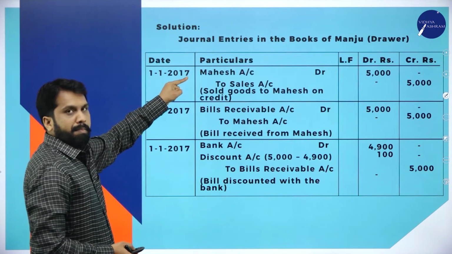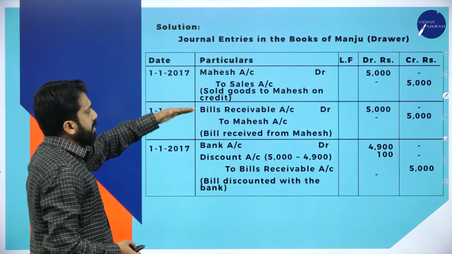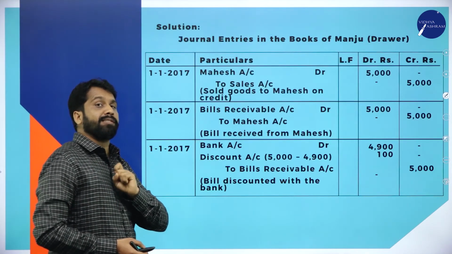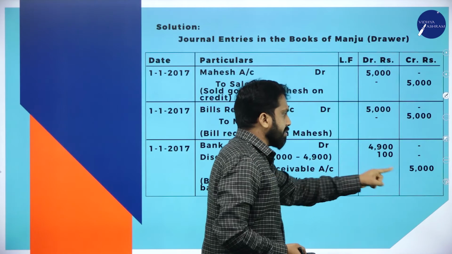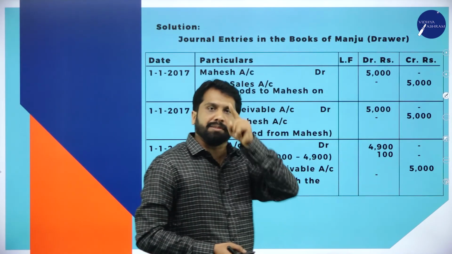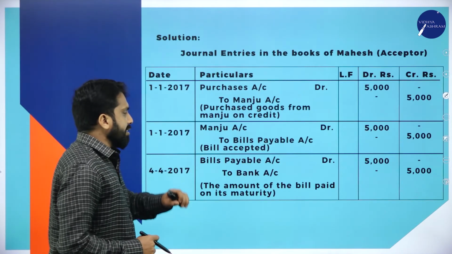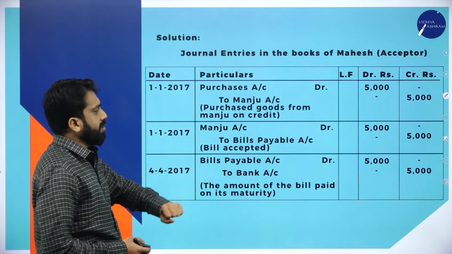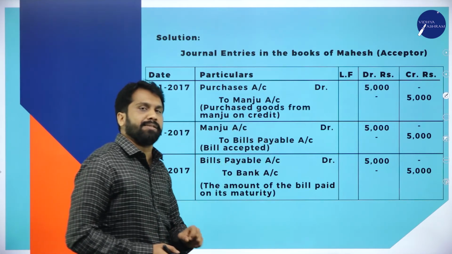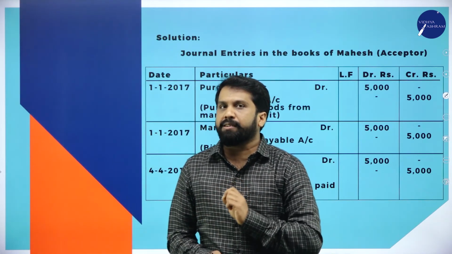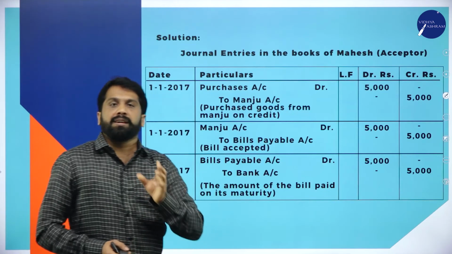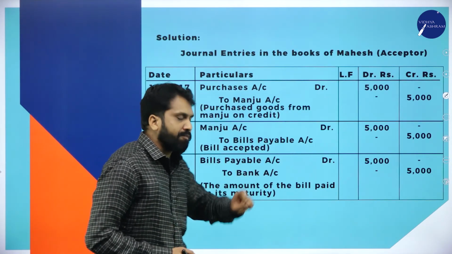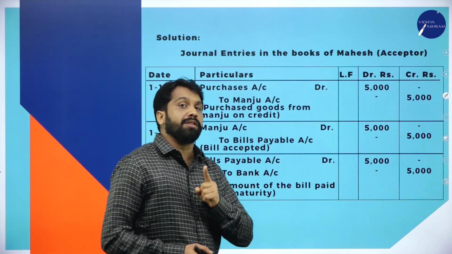Buyer means whom? Mahesh. Mahesh to sales, bills receivable to Mahesh, bank and discount to bills receivable. What is the discount given? 100. What is the total value? 5,000. Hope you are clear. In this, as I told you, there is no discount. The final thing is bills payable to bank, 5,000. The discount amount, our difference amount, will not affect your buyer. It will affect only the seller.